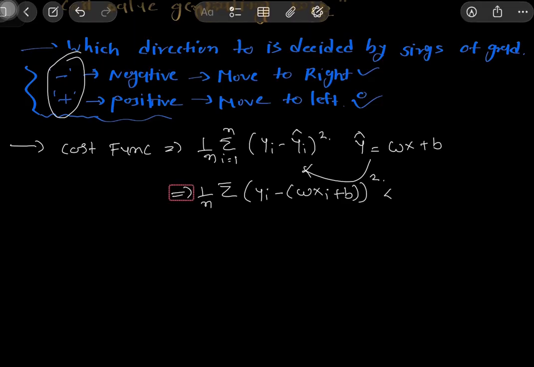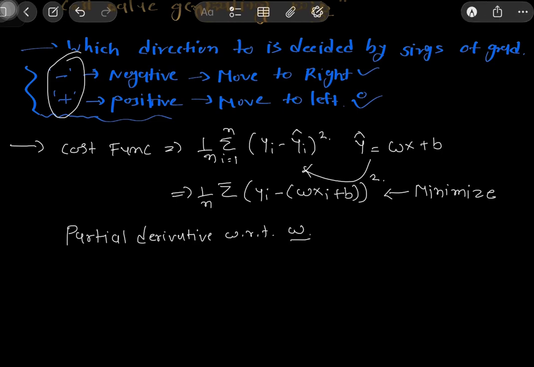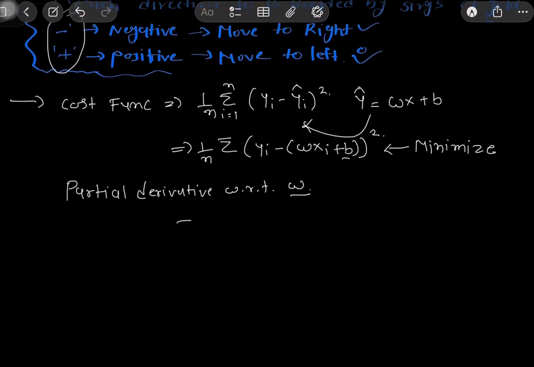Now we are interested in minimizing our cost function. To minimize it, we will take the partial derivative with respect to W. When we are trying to find W, we take the partial derivative with respect to W, and when we want to find the value of B, then we do the derivative with respect to B. So how will my equation become after that? First of all, it will be 2 by n summation (yi minus (wxi plus b)), and the square will be gone, and then into minus xi.